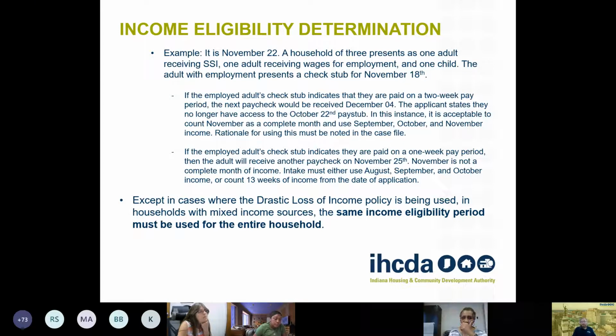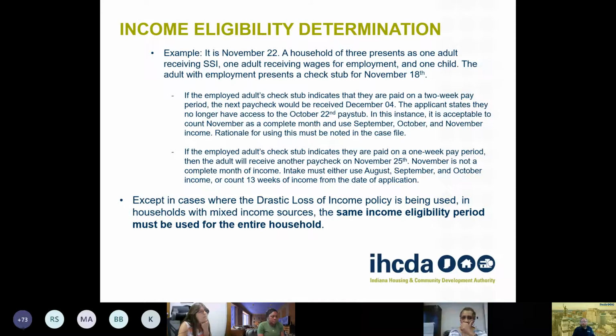In this instance, it would be acceptable to count November as a complete month because there is going to be no further pay in November, and you would use September, October, and November income. And the rationale for using this as opposed to using August, September, October should be noted in the case file.